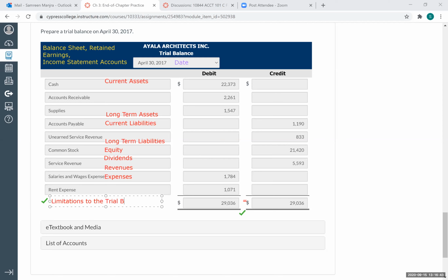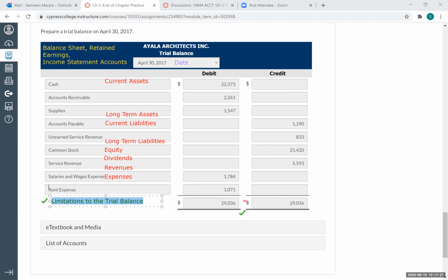And I highly recommend reading through these limitations in the textbook in a lot more detail. Some of the limitations include the trial balance won't indicate if you posted something to the incorrect account. So perhaps you mixed up salaries and wages expense with your rent expense. Another limitation is, what if you completely forgot to record a journal entry? Well, your debits and your credits will balance out, and you wouldn't really know that you've omitted that journal entry unless you had a really good understanding of what the balance should be.